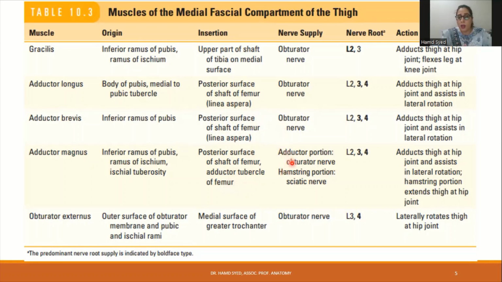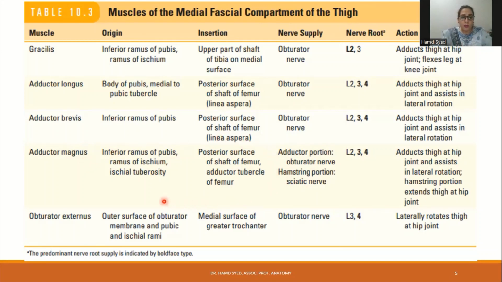Adductor magnus has two portions, and one of them is supplied by the obturator nerve, that is known as the adductor portion, which is present in the medial compartment of the thigh, whereas the other portion, which is the hamstring portion, which is present in the posterior aspect of the thigh, is supplied by the sciatic nerve. So that's what you've got to remember about the adductor magnus. Magnus means large. So this is a large prominent muscle, and it has two parts, one of which is in the medial compartment of the thigh and the other within the posterior compartment of the thigh.